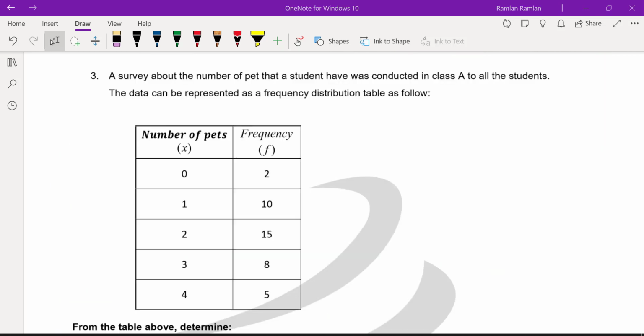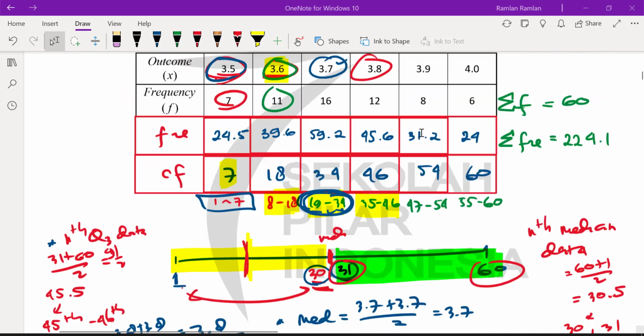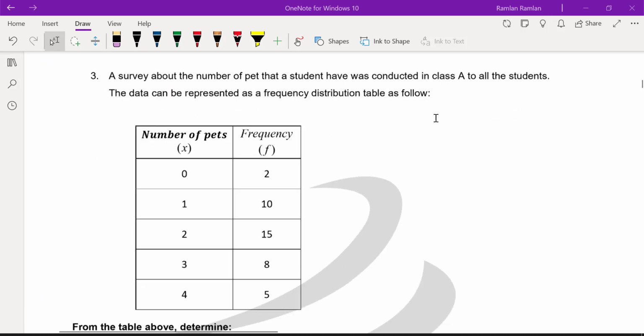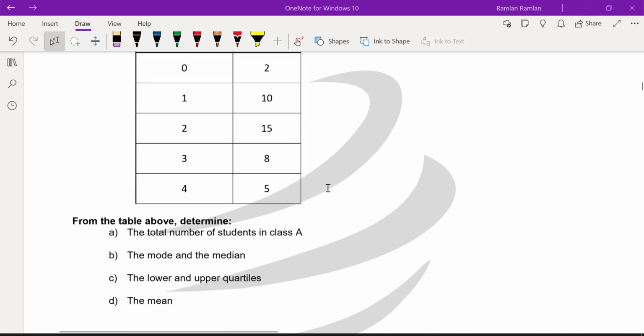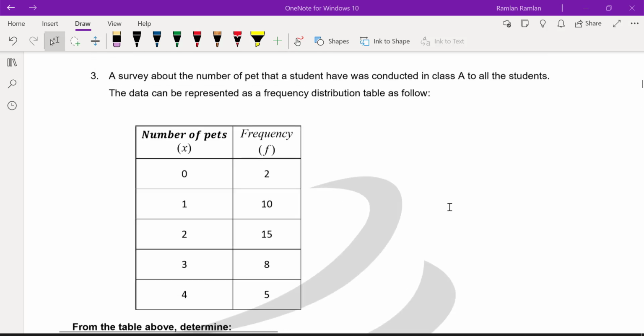Okay, for the next number 3, actually it has the same exact concept like we did before in number 2. So I'm not gonna talk a lot for this one, so you can use the same exact thing. Most of the time, again, if the question asks you for the mean, the median, the lower quartile, and upper quartiles, you will need to make fx and also a cf. Okay, so please do this.